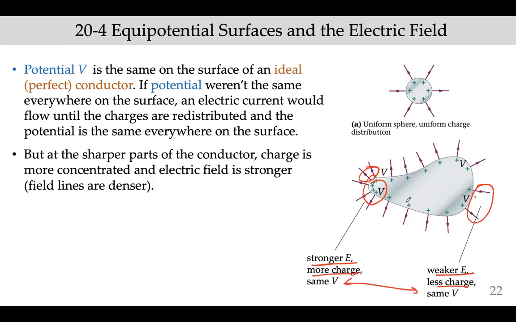The potential is the same at all points. Why? If the potential is not the same, then you would get a current, the charges would flow, redistribute, until the potential at all points on the surface is the same.